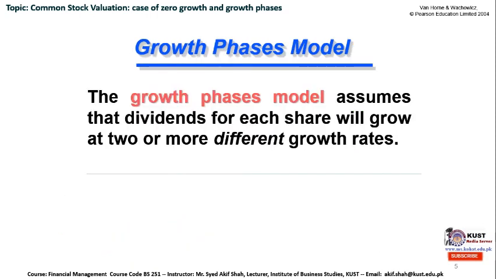Now let's discuss the final assumption, which is the growth phase model. It is a little bit complex and needs your concentration to understand this model in order to find the intrinsic value under the growth phase model. The growth phase model states that it has 2 or 3 different phases, and we have to discount back those dividends according to the different phases. It assumes that the dividend for each share will grow at 2 or more different growth rates.